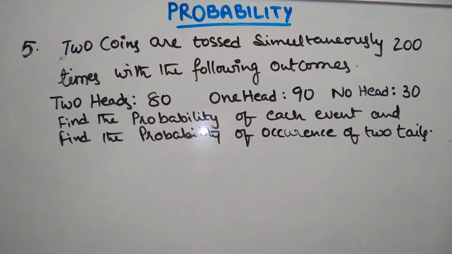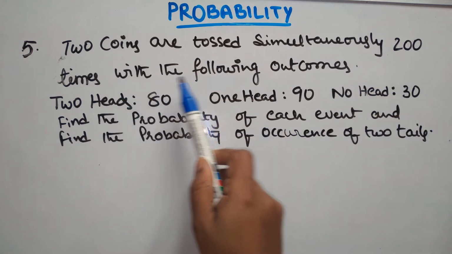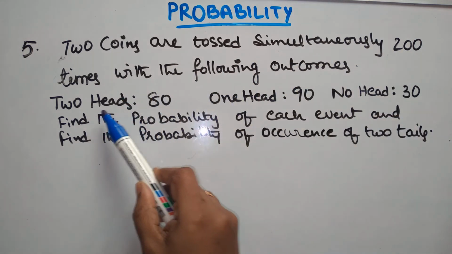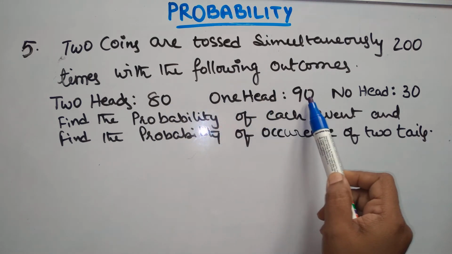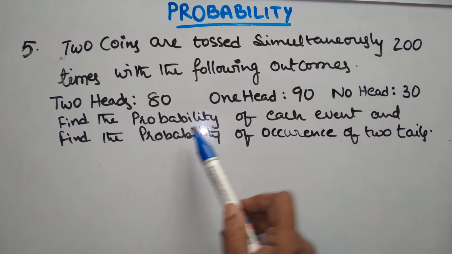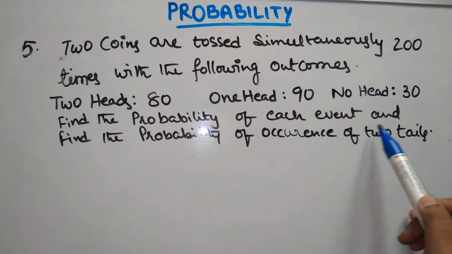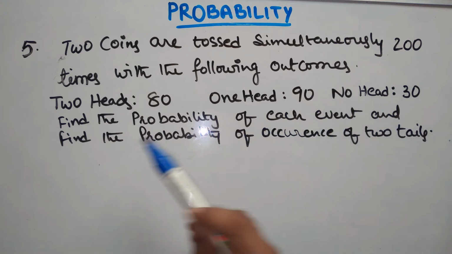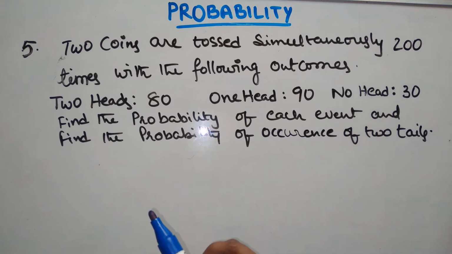Let us see the fifth problem. 2 coins are tossed simultaneously 200 times with the following outcomes: 2 heads 80 times, 1 head 90 times, no head 30 times. Find the probability of each event and find the probability of occurrence of 2 tails. So find the probability of each event. It is so simple. We already did this sort of problem.